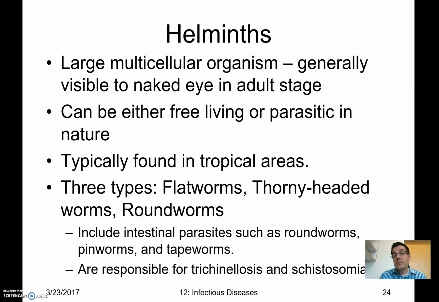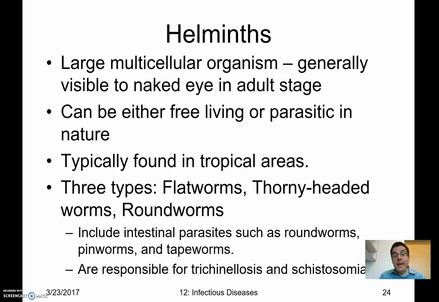We're going to move over and talk just for a couple of minutes about helminths, or worms. These are large multicellular organisms, some of which can actually be seen with the naked eye. They can either be free-living out in the environment, or they can be parasitic in the sense that they can cause major infection within the human host. Typically, they're found in tropical areas, but we do have them here in the United States. Children as well as adults are quite often infected with pinworms, and tapeworms do actually occur here in the U.S.